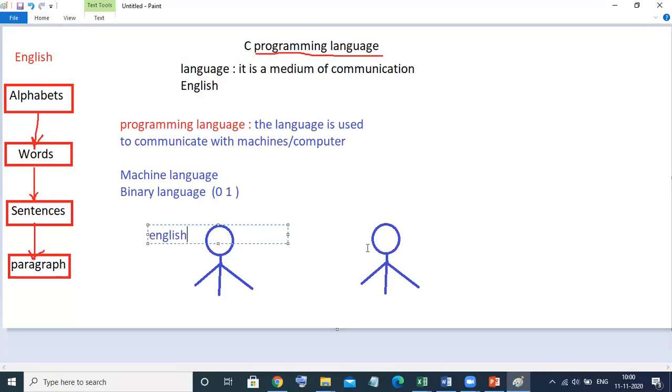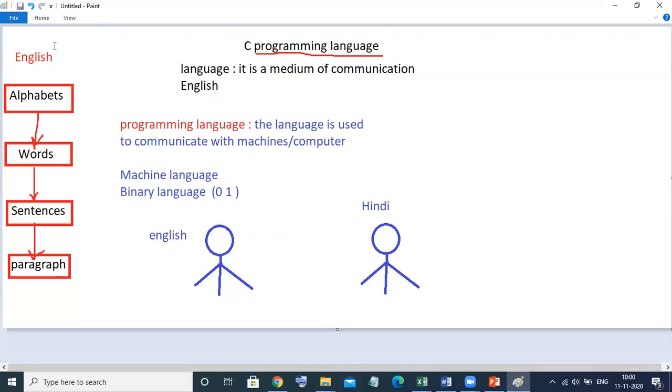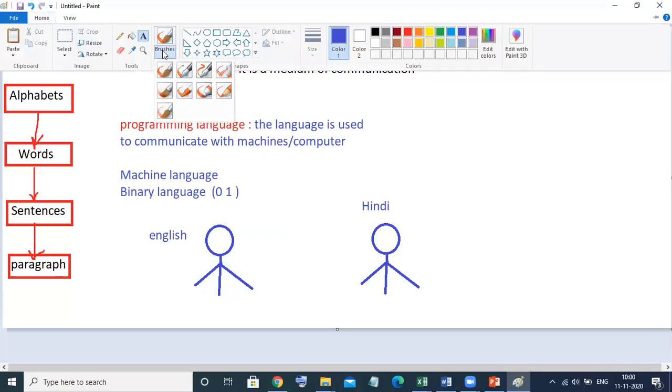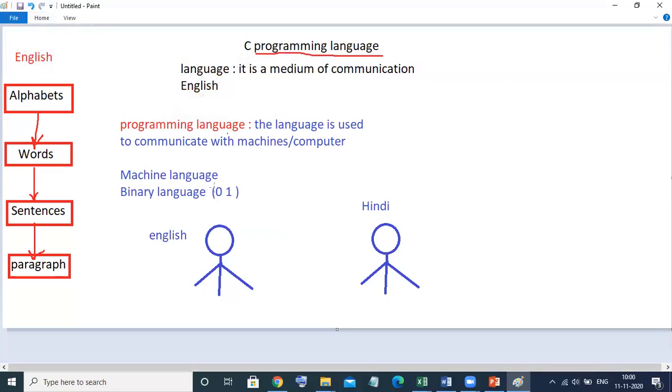Only English. And this person knows only, for example, Hindi. But I want to have a communication between these two. Will the communication happen between these two? Will this English person be able to communicate with this Hindi person, and will this Hindi person be able to communicate with this English person? Absolutely not, because this person knows only English and this person knows only Hindi.